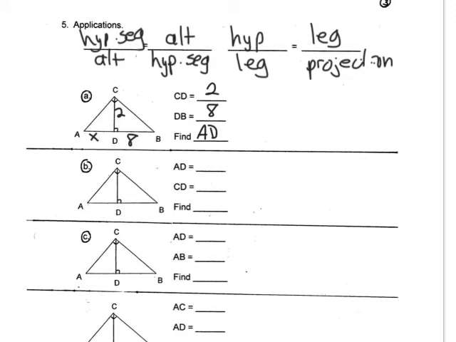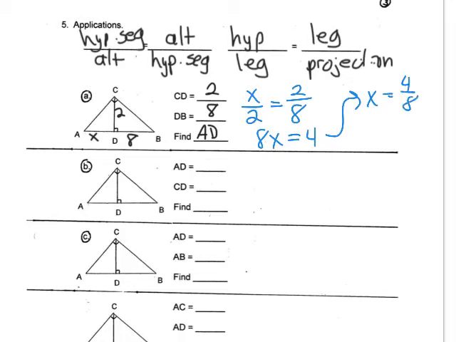We put down our altitude first, and we make that the mean proportional. I'm trying to find one segment, and here's the value of the other segment. So it's on the setup. Once you get that, you cross multiply and you solve. By cross multiplying, I get 8x is equal to 4. And so in this case, x is going to be 4 over 8, which is 0.5.